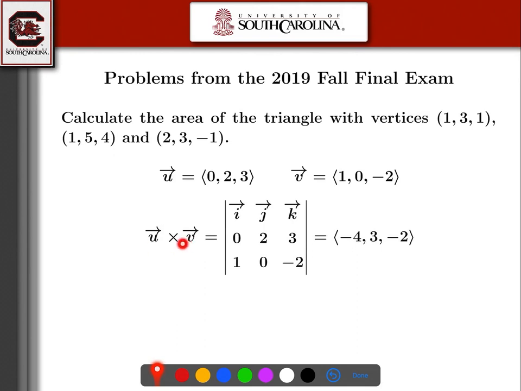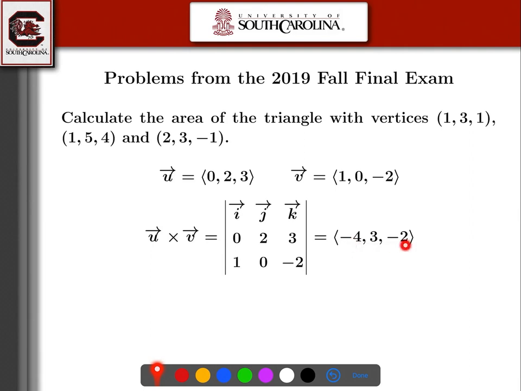So I'm doing u cross v. You could do v cross u, but I'm doing u cross v, so I'm putting (0, 2, 3) here, (1, 0, -2) there. I'm going to get minus 4 minus 0, so minus 4. I'm going to get 0 minus 3. We want minus that for the j component, so that's 3. And then 0 minus 2, that'll be minus 2. So we got our vector, that's a cross product.